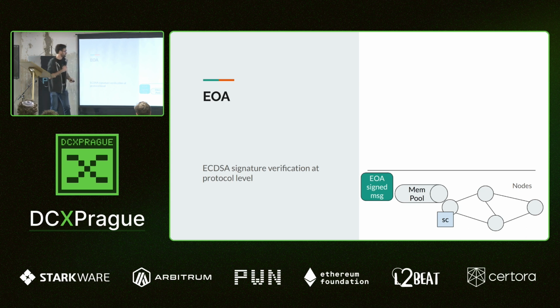It looks something like this. It's a very simple diagram, but you have this signed message, generally an ECDSA signature, and that's at the protocol level. You submit a signed transaction or a message into a mempool. The nodes pick that up and process your transaction.